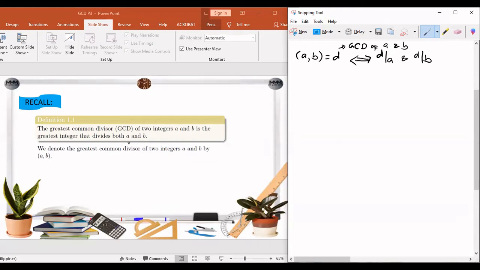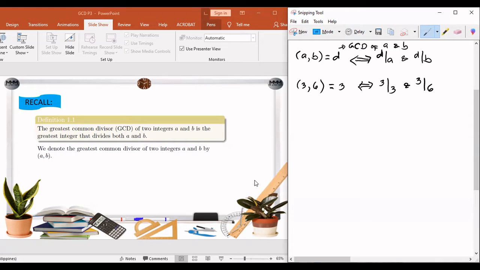Let's have an example. Say a is 3 and b is 6. Here, we know that the GCD is 3. Why? Because 3, which is our d, divides 3, and 3, the GCD, divides 6, which is b.